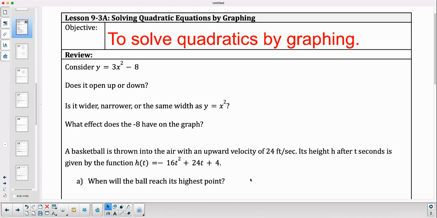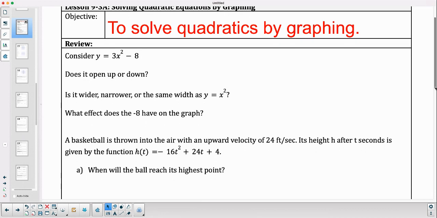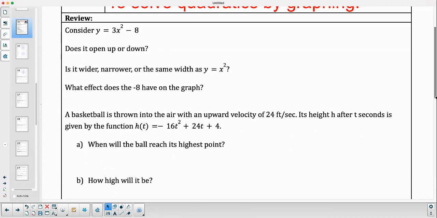So we've been doing all this work on how to graph a parabola. Now we should probably talk about why we would want to do that. So let's cover a couple things that we've talked about so far with the graphs. Consider the function y equals 3x squared minus 8.